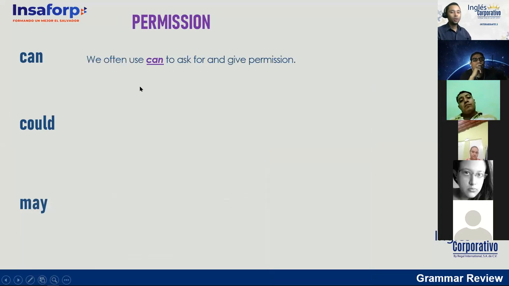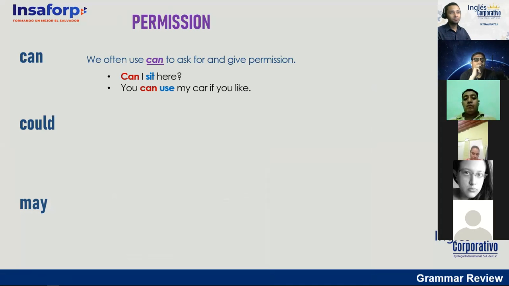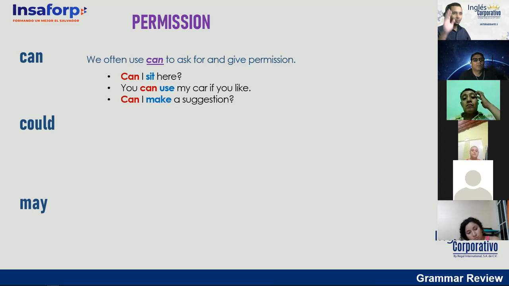Permission. We often use can to ask for and give permission. Here are the examples. Can I sit here? When you say, hey, can I sit here? Okay, you're asking for permission. The second one, you can use my car if you like. Puedo ocupar mi carro si quieres. So you can use my car if you like. So this person is giving you permission. The last one, can I make a suggestion? Okay, you are asking for permission to make a suggestion.